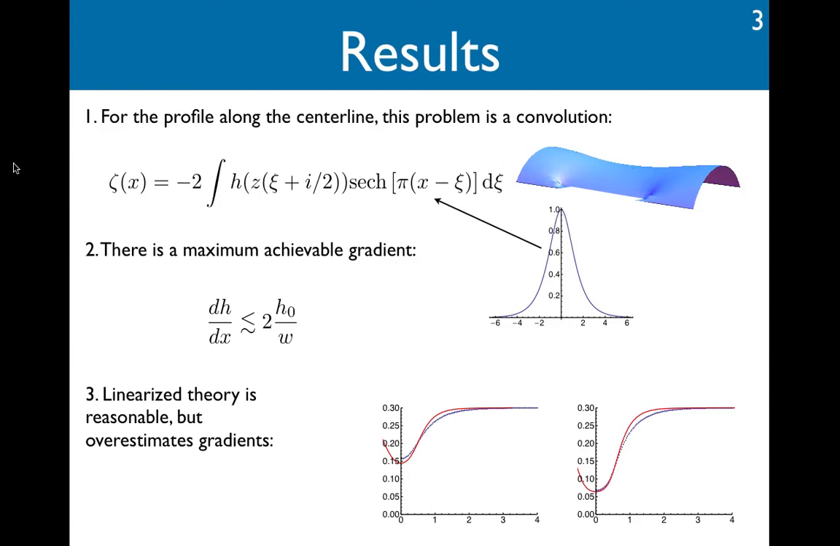This analysis also allows us to find a maximum achievable gradient. It's shown here. And when we compare this with a numerical solution of the full nonlinear equations, we see that our linearized theory is reasonable. It gives quite good results, as you'll see here in the bottom right, but tends to overestimate the gradients. So that's what I've been up to, and thanks very much for paying attention.